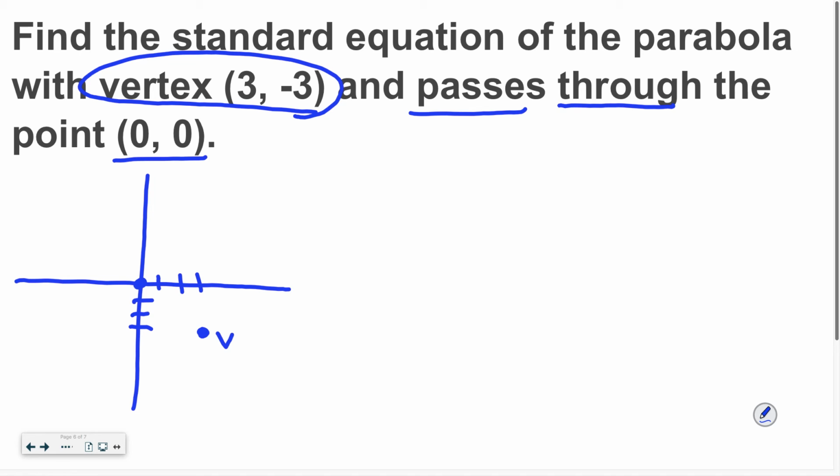Do we have enough information? Yes. Okay. Guy, which direction does this open? Guy says it opens up. Could it also open to the left? Okay, so we don't actually have enough information because we could draw a parabola opening up or we could draw a parabola opening left. We'll specify. Just for Guy, let's assume it opens up.